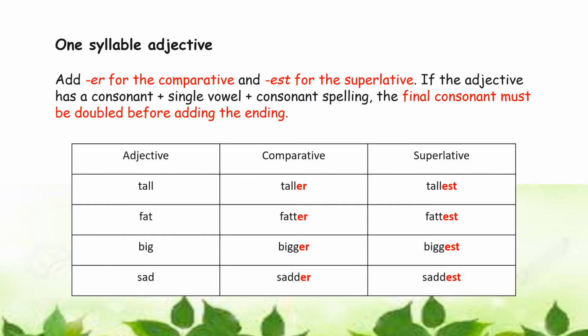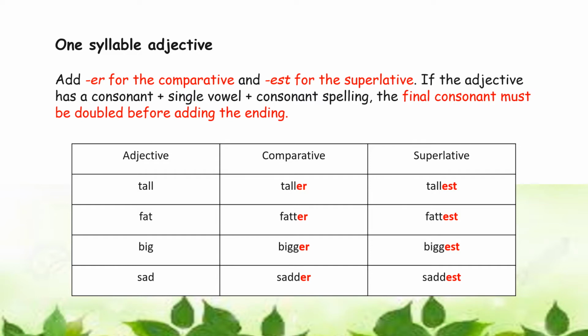Another one, the word is fat. Now for the word fat, as you can see, it ends with a consonant, and we have the single vowel, and it has a consonant. So consonant, vowel, consonant. So what do we do to make it into a comparative? We don't just add er, but instead we double before adding the ending. So we double the letter T.